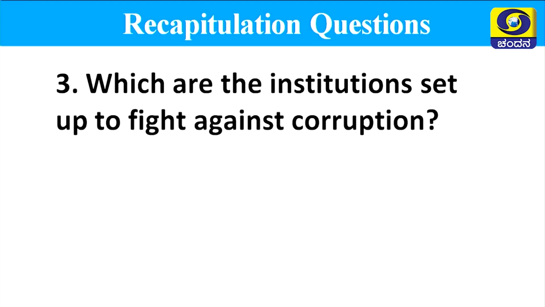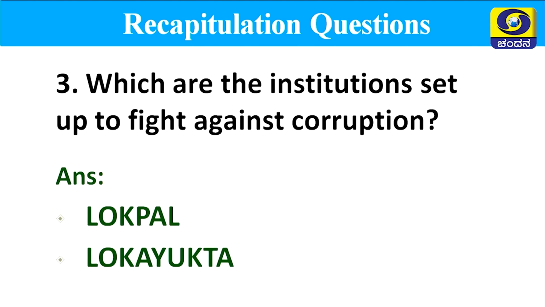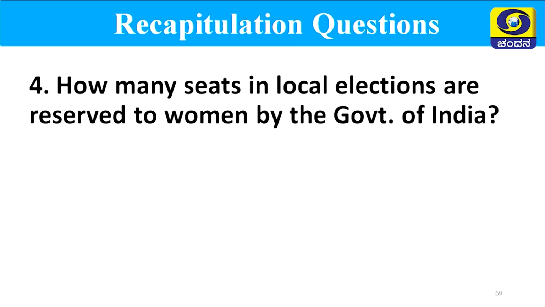Next, which are the institutions set up to fight against corruption? Yes, your answer is correct. Lokpal and Lokayukta. These are the two institutions established to fight against corruption, especially introduced by the Karnataka government. Shall I move to the next question? Student, are you ready? Very good.